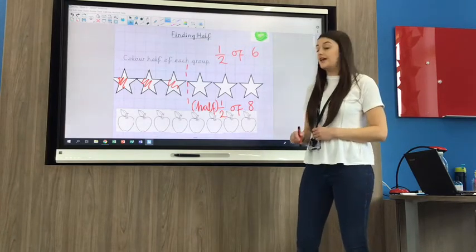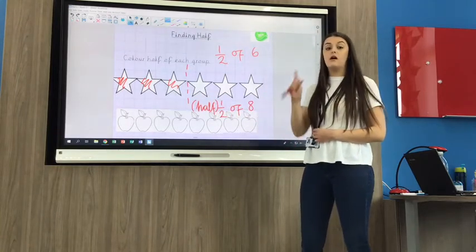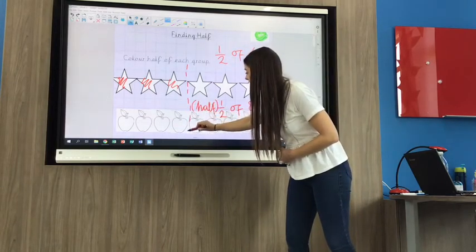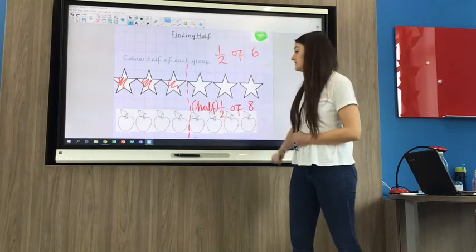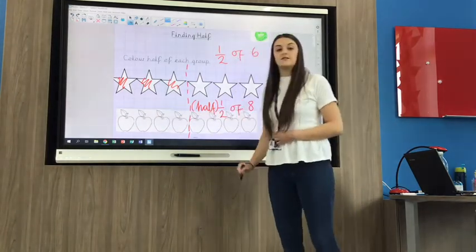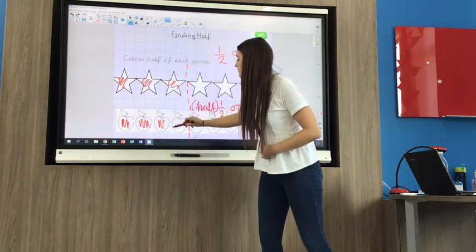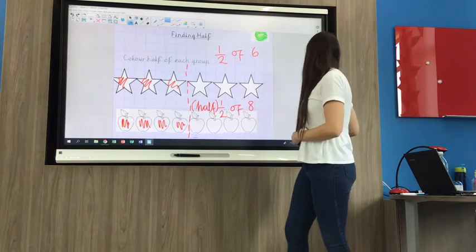But if you're struggling again, you can try and spot where the middle of these groups of apples is and put a line down the middle. So do this again, and then see that I've got 1, 2, 3, 4 apples on this side, 4 apples on that side. So I've got 2 groups of apples. I'm going to shade in 1 group of them. It's asking me to do a half, okay?